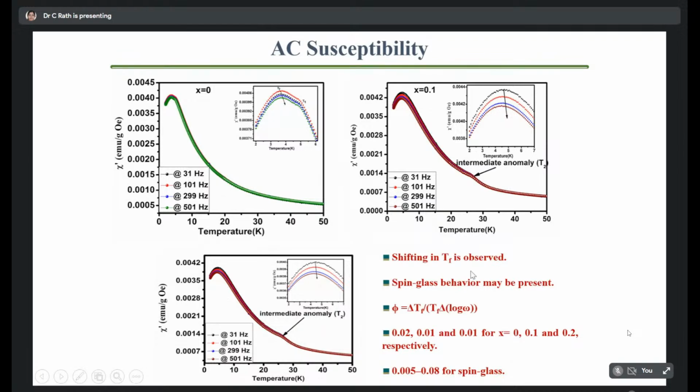So shifting in TF is observed, spin glass behavior may be present. One parameter which we calculate, phi, is delta TF by TF into log omega, where omega is the frequency, and this phi value can indicate whether it is a spin glass or cluster glass. This phi is found to be 0.02, 0.01 and 0.01 for all these samples. But for spin glass, the range of phi should be 0.005 to 0.08. So this phi value is within the range of spin glass, so it may be spin glass behavior.